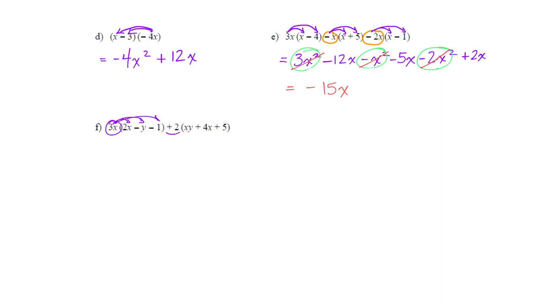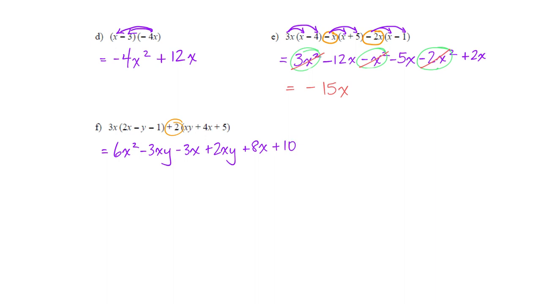Okay, we're back. So I should be able to go through and expand in all those values just for confirmation. 3x times 2x is a 6x squared. 3x times negative y is a negative 3xy. 3x times negative 1 is a negative 3x. Now I'm expanding in my positive 2. So 2 times xy, 2 times 4x, and 2 times 5.